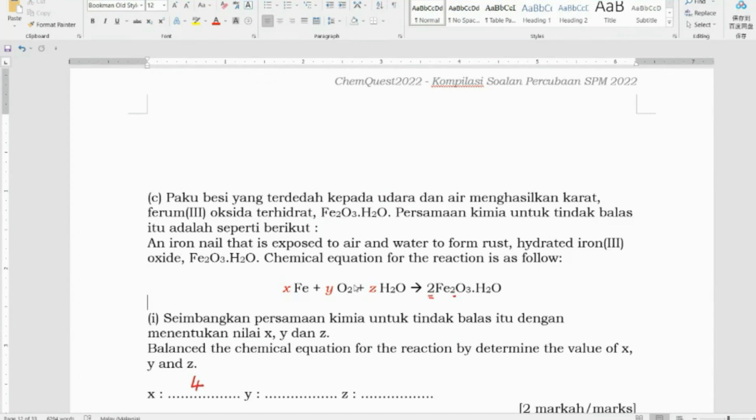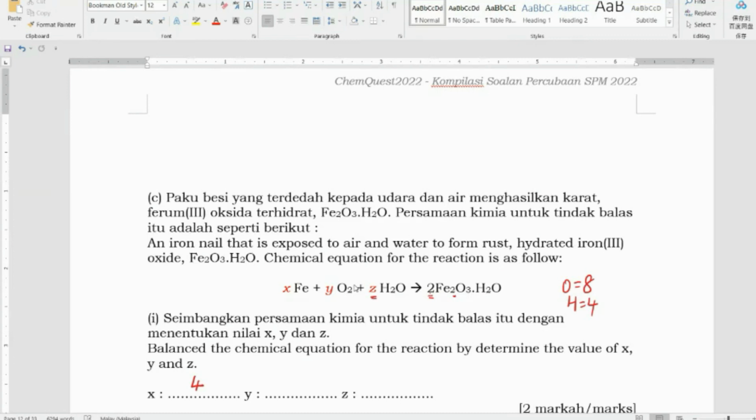Let's check. All here plus all is 3. 3 times 2 is 6. Here got 1, another 1. So also times 2. So it's 2. 2 plus 6 is 8. All is 8. H, how many? H, 2 times 2 is 4. H is 4.